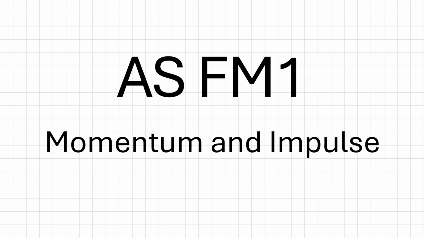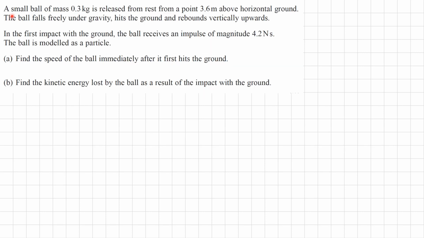This is an AS Further Mechanics 1 question on momentum and impulse. A small ball of mass 0.3 kg is released from rest from a point 3.6 meters above horizontal ground. The ball falls freely under gravity, hits the ground and rebounds vertically upwards. In the first impact with the ground, the ball receives an impulse of magnitude 4.2 Newton seconds. The ball is modelled as a particle.